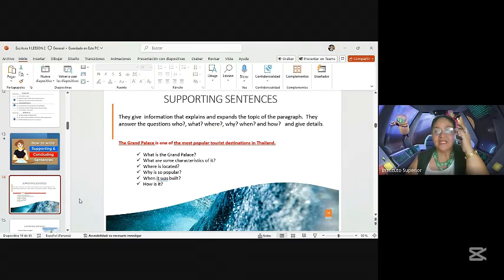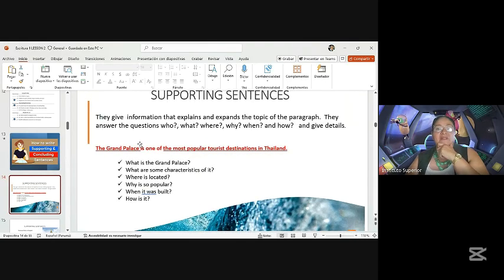Okay. What is the purpose of supporting sentences? It says give information. Okay. Explain something, explain the idea. Okay. And may answer questions as who, what, where, why, when, how, give details about something.